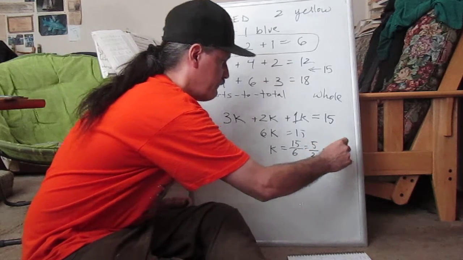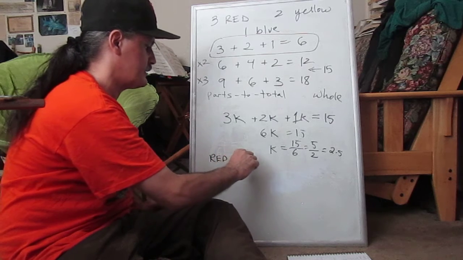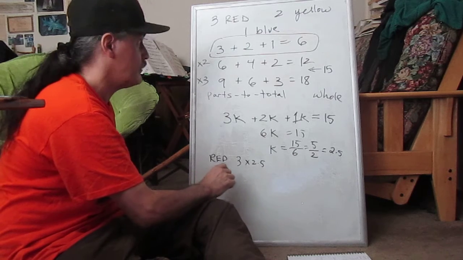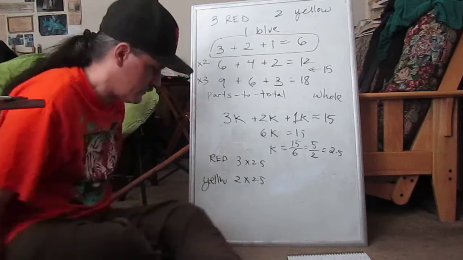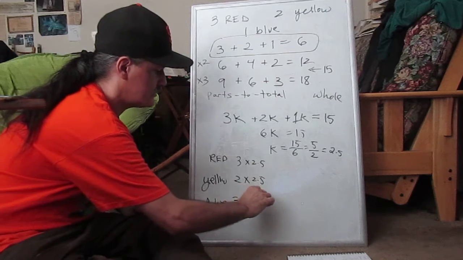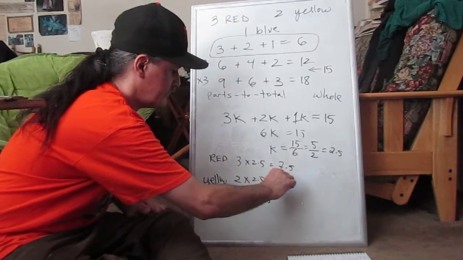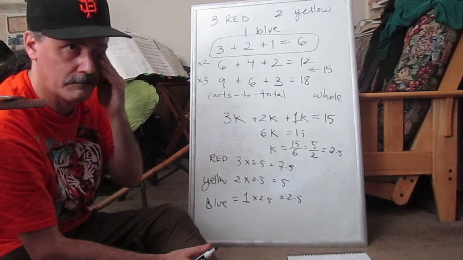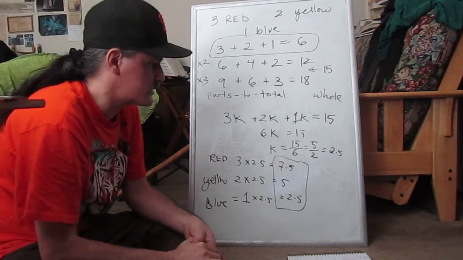Okay, so 2.5. So red would be 3 times 2.5. Yellow would be 2 times 2.5. And blue would be 1 times 2.5. Alright, so 7.5, 5, and 2.5. We get the same answers. And now we can mix this customer's paint.